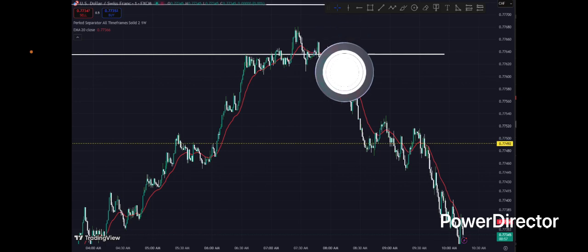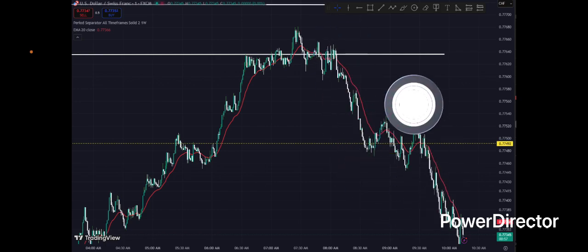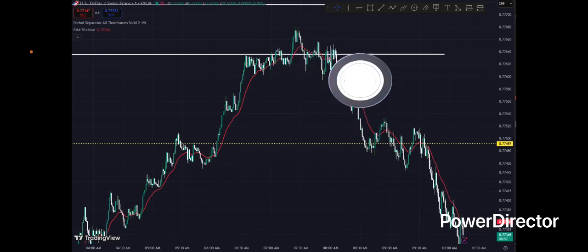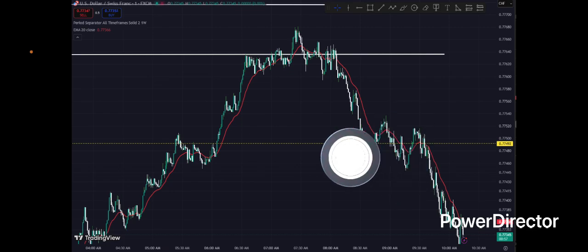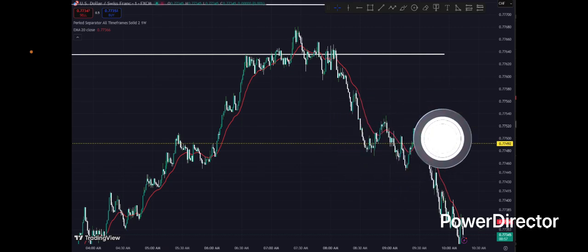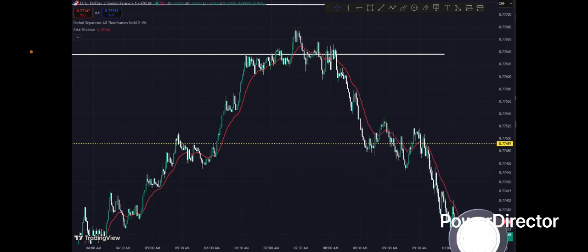Coiling here at the high before dumping down. You didn't have to get in anywhere here. You could have waited until this little sideways motion here and got in when we break this level, and you still would have got a very nice trade, right?